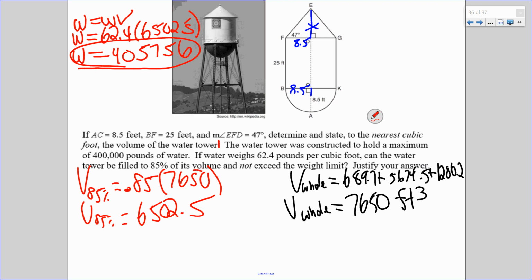So it was constructed to hold a maximum of 400,000 pounds. So is this thing going to work? No. 405,756 is more than the 400,000.